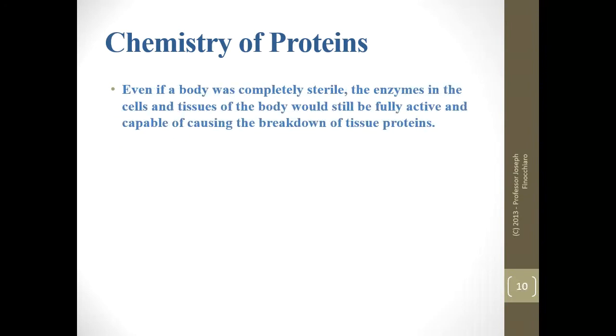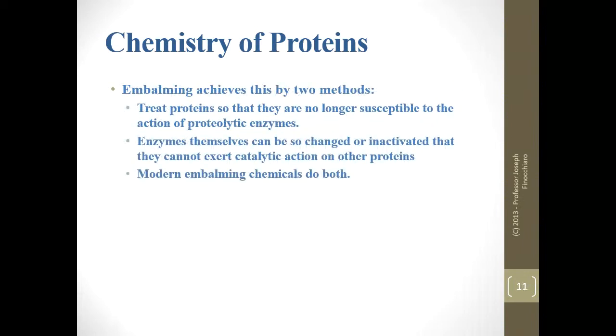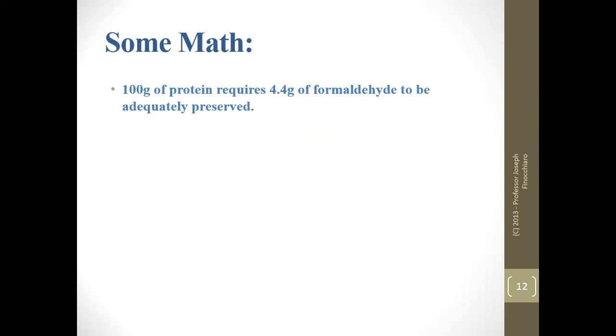Even if a body was completely sterile, we have these things in our system, and the body's basically going to break itself down. We know that is another word called autolysis, or autolysis, some people say. And the way that we prevent this from happening is we treat the proteins so they're no longer susceptible to enzymes, and we also change the enzymes so that they can't do their job. Our chemicals do both of these for us. They don't specifically focus on one or the other.